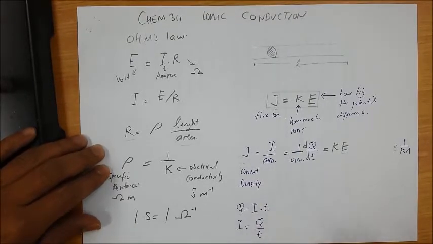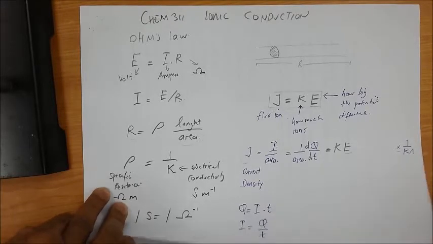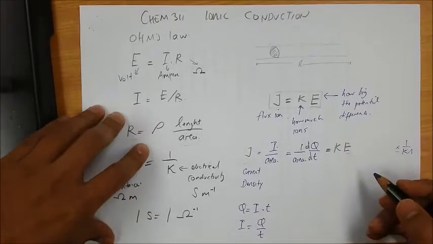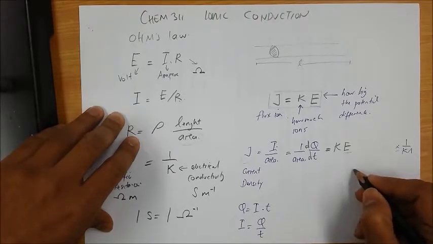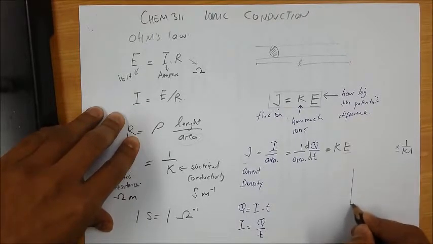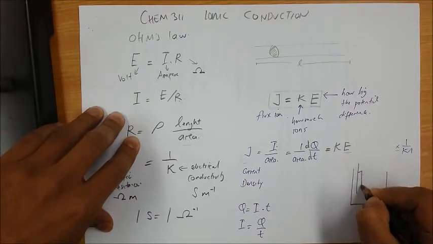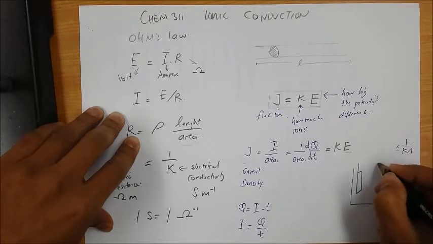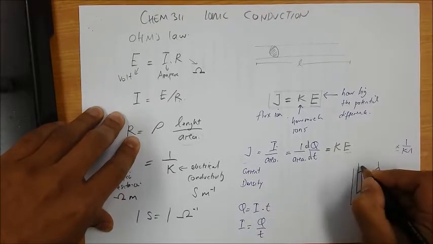Okay. Now, the potential difference will come from electronics in your device. So let's say you have a system, okay, and you have an electrode with a certain area, and that's the positive pole, and this is the negative pole.